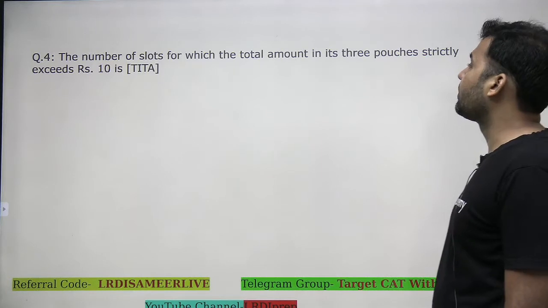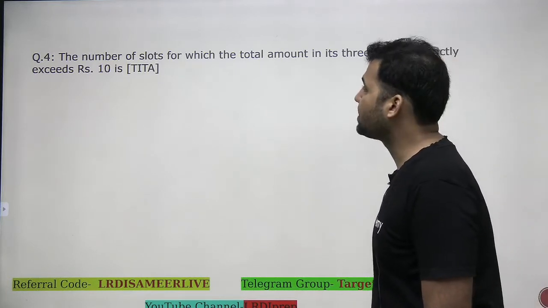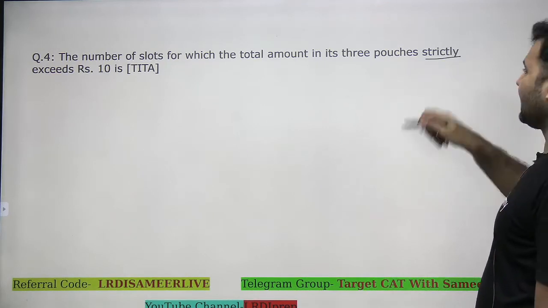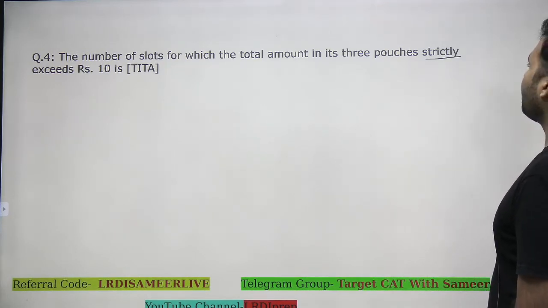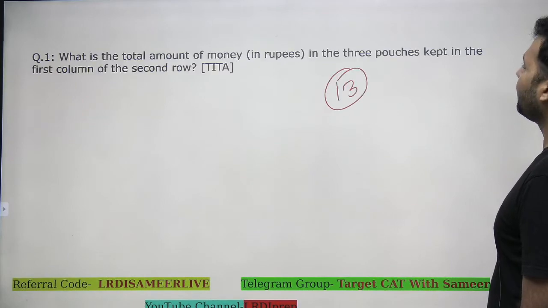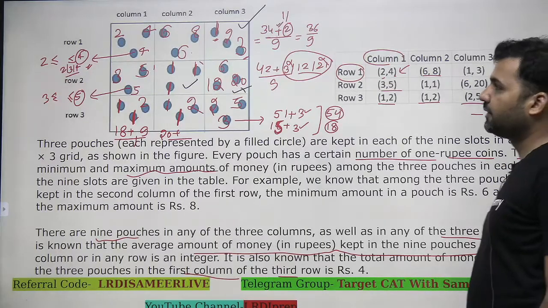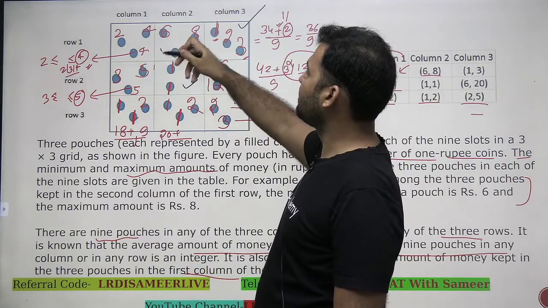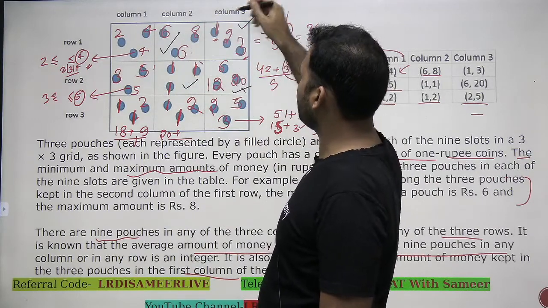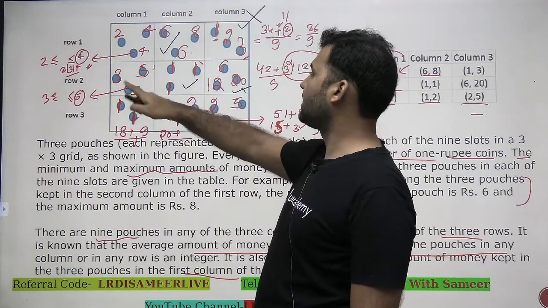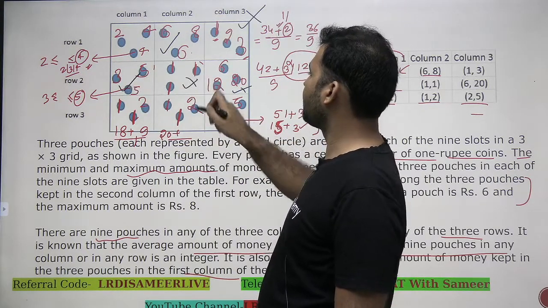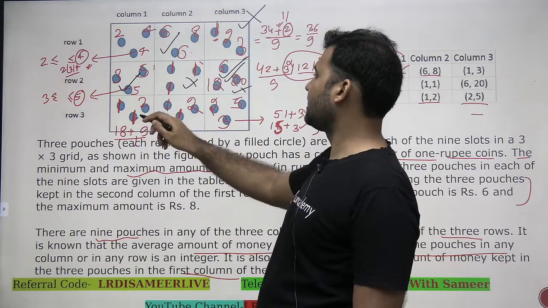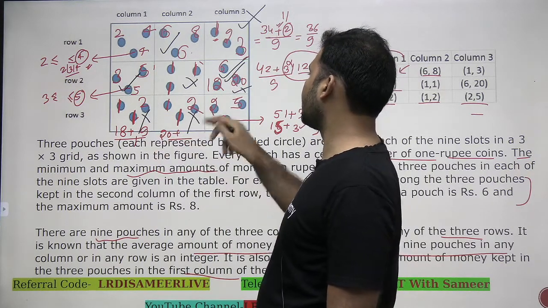The number of slots for which the total amount of its 3 pouches strictly exceeds rupees 10. Strictly exceeds rupees 10, that means the number of coins should be more than 10, right? Now see that. More than 10. This is equal to 10, I should not be counting this. This is more than 10, right? 3 plus 2, 1, this is not more than 10. 5 plus, this is more than 10. This is not more than 10. This is more than 10, right? This is not more than 10. This is not more than 10. This is not more than 10.